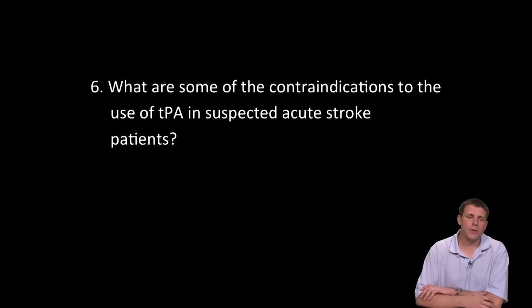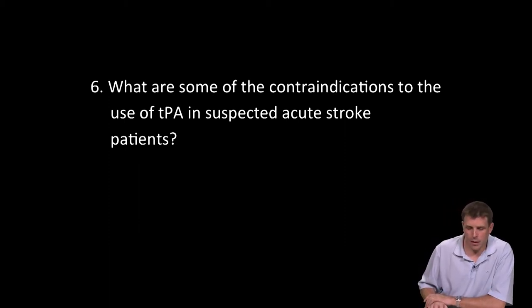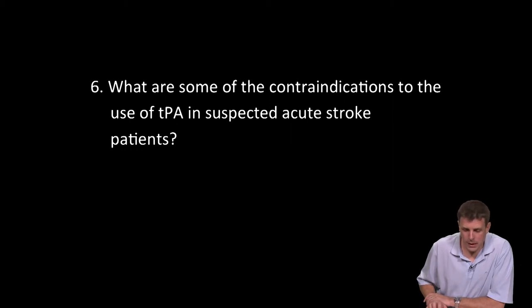Okay, so in this clip, we saw the family member ask the providers about a particular treatment for acute ischemic stroke and if this treatment was going to be administered. So this presents our next question. What are some of the contraindications to the use of TPA in suspected acute stroke patients? Why would we not be able to give this therapy that was asked about by the patient's family member? All right. Moving along to the next clip.